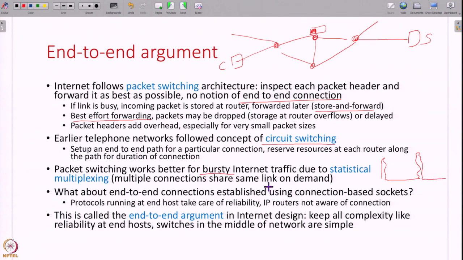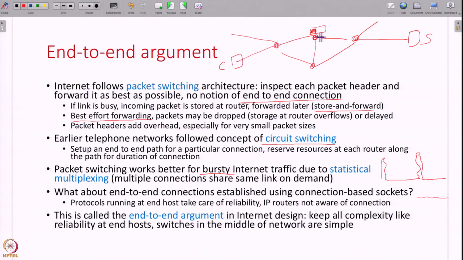So, when you have bursty traffic, it does not make sense to set up a connection, reserve resources, tell everybody about it, and have everybody keep state and remember this connection. It does not make sense. Why? Because multiple connections can share the same resources, you do not have to reserve any resources for the connection. Unlike voice traffic, which goes on continuously at a more constant rate, internet traffic is bursty. Therefore, the internet works on the principle of packet switching.